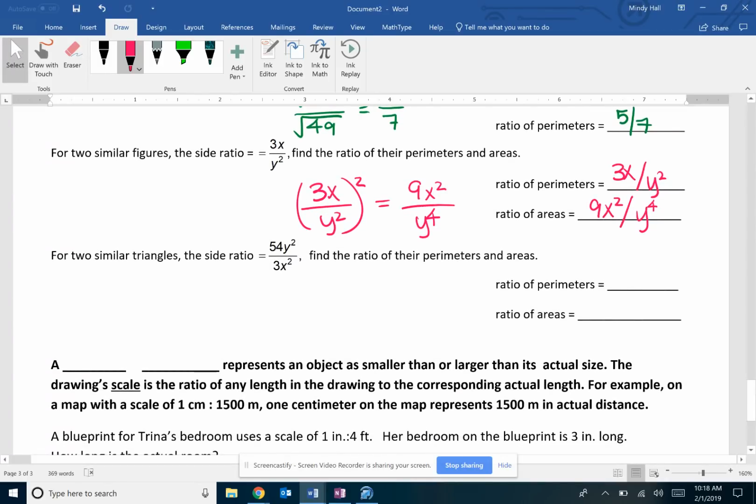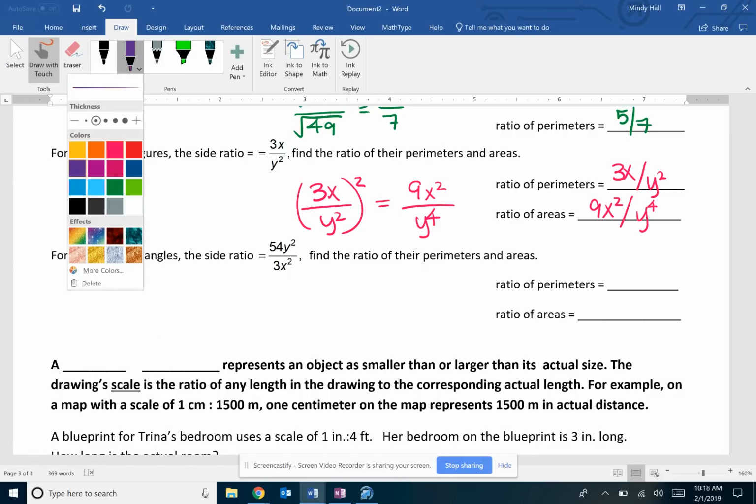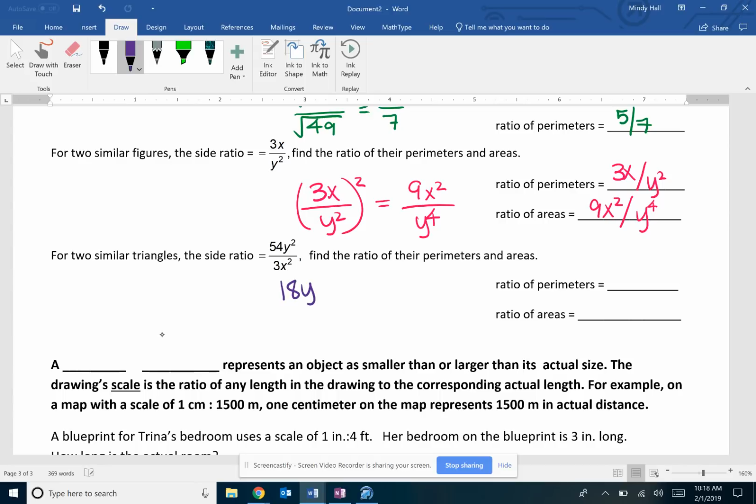Last but not least, we have our lovely side ratio of 54y squared over 3x squared. And I noticed that 54 looks like it might be divisible by 3. If you add up the digits, 5 plus 4 is 9, and 9 can be divided by 3, which tells me 54 can be divided by 3. And 54 divided by 3 is, I believe, 18. Let me see, yep, 18. So instead of 54y squared, I'd have 18y squared over x squared. Again, I just divided them both by 3.